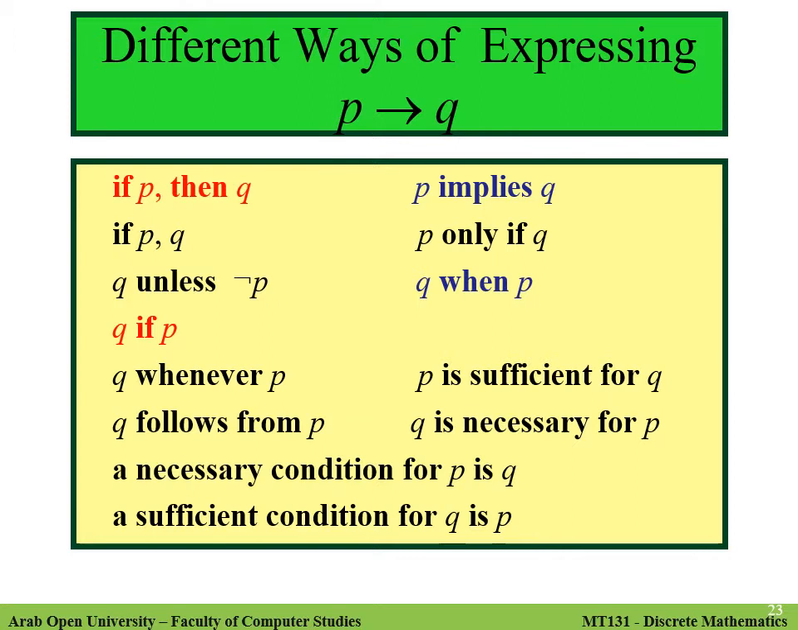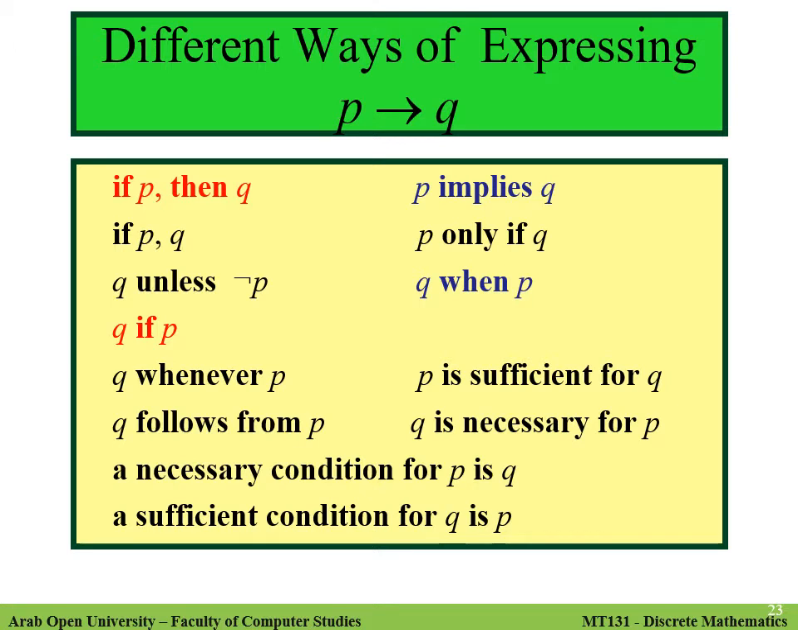Q unless not P. Q if P. Notice in this form, the assumption comes after the word if. Q will be true if P is true. There is also P implies Q. That's the most common way. P only if Q. That is, if P is true, then necessarily Q is also true. Q when P, Q whenever P.